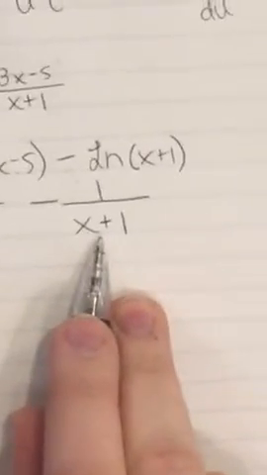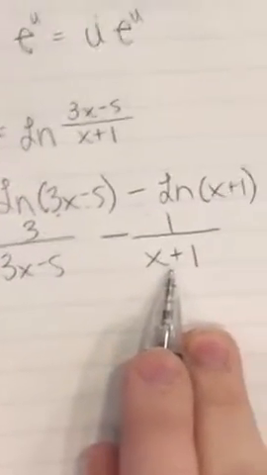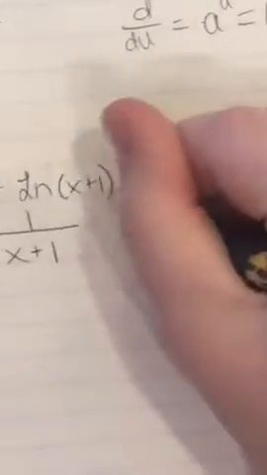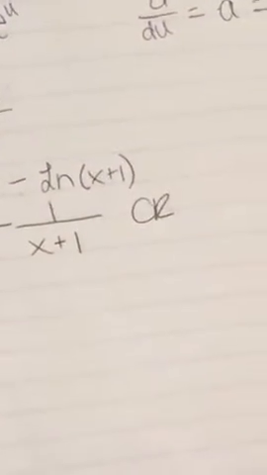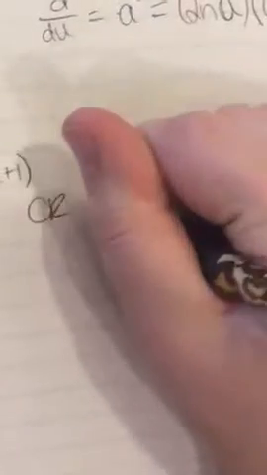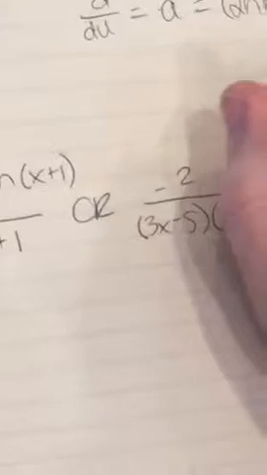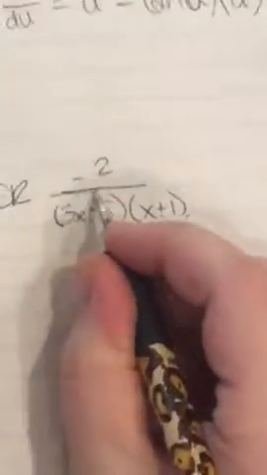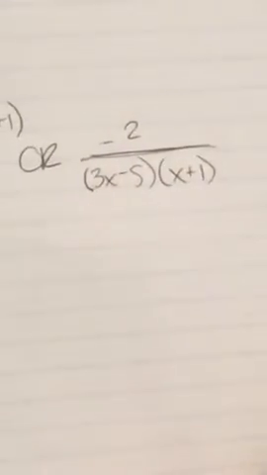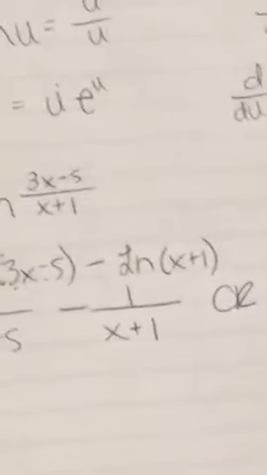Alright, you can either leave your answer like this, it's just that simple, or you can get a common denominator, which leaves you with negative 2 over (3x minus 5)(x plus 1). Alright, so ln's are as simple as that.